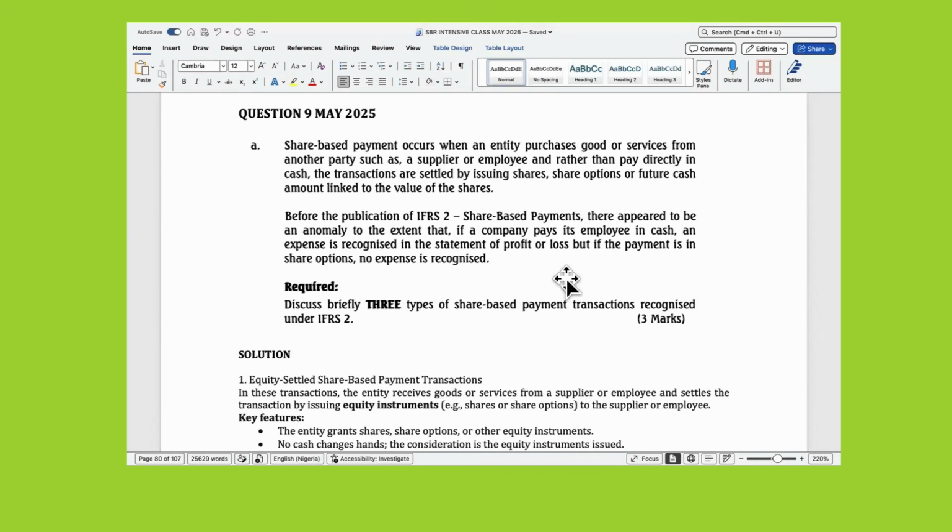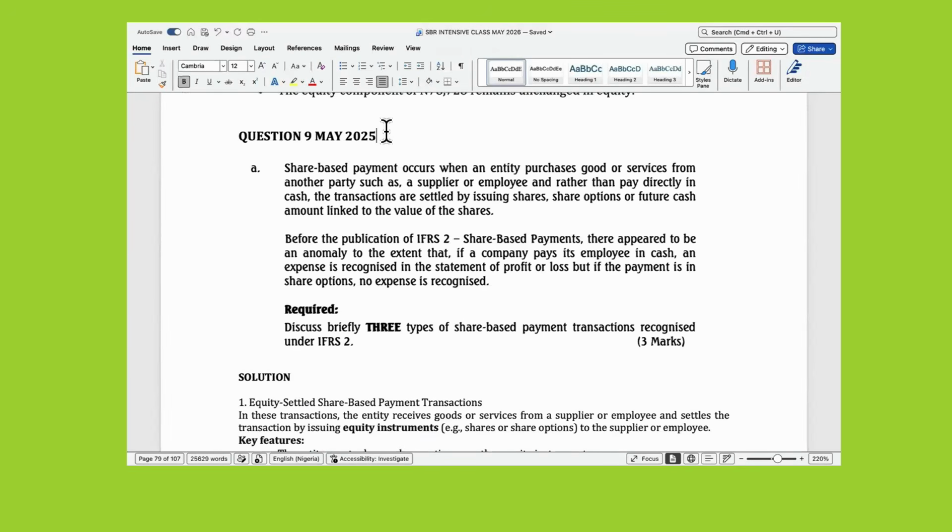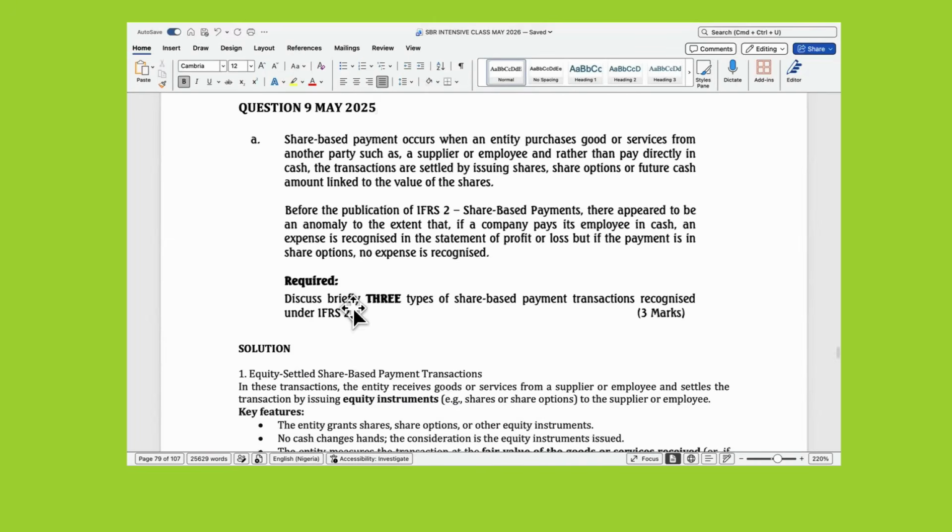We're using a past question approach. So from there, we're going to spread our tentacles. This also is from the May 2025 diet. If you look at the requirement of the question, it says you should discuss briefly three types of share-based payment transactions recognized under IFRS 2. So this is a discussion question, and it's 3 marks.